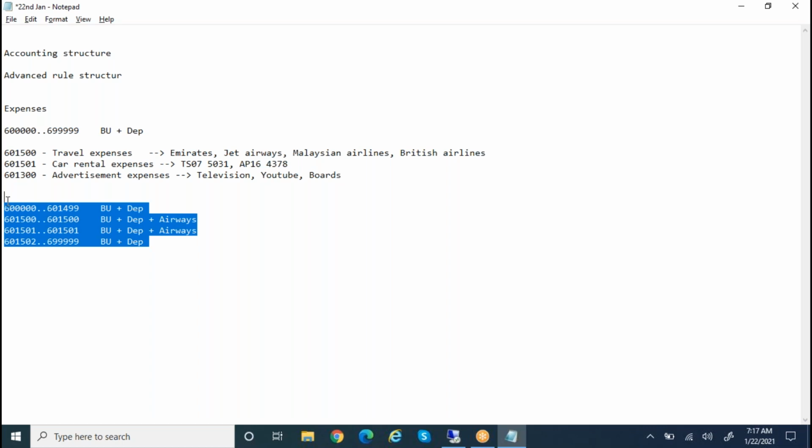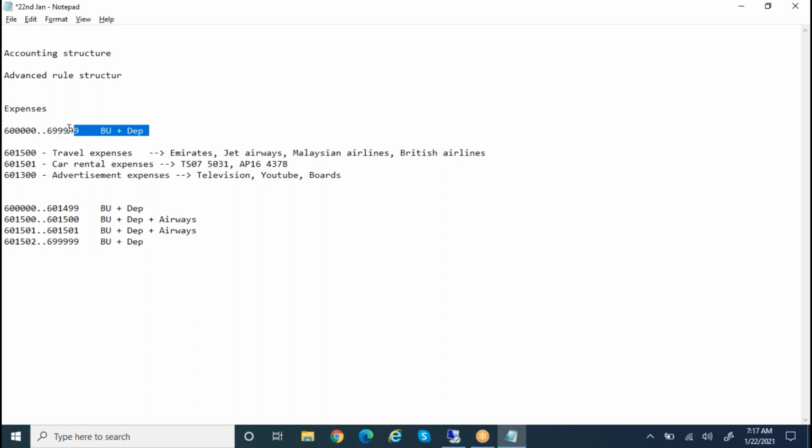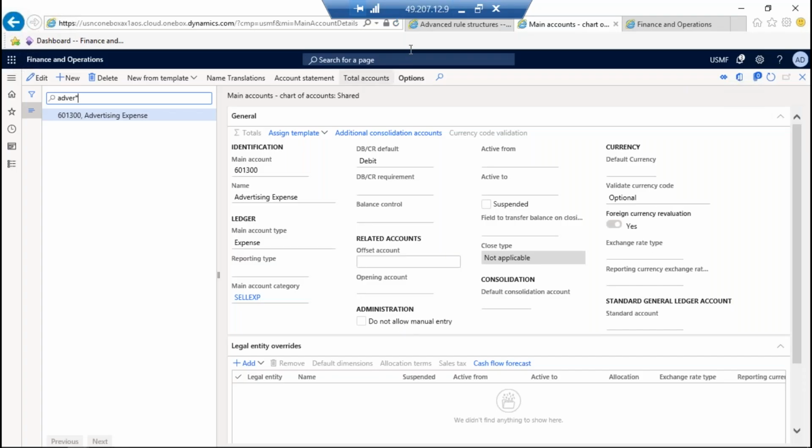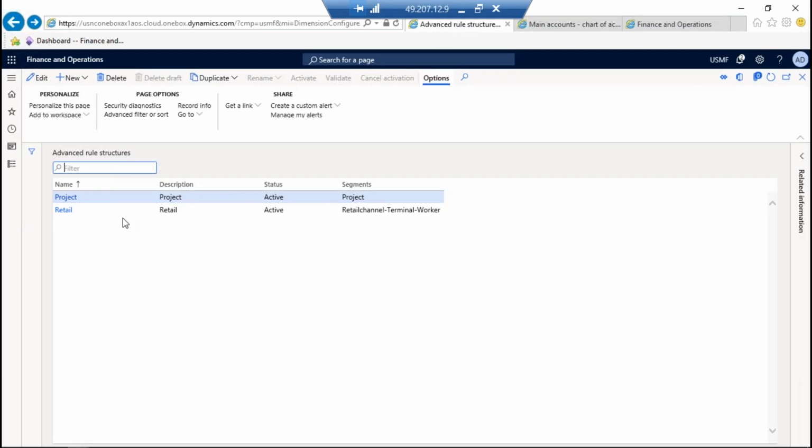Understood, everyone? Yes, sir. So to accommodate all these things, I will map only this one structure, and I will create an advanced rule structure for this one. So look at this one. We have created, let me show you, an advanced rule structure. It was mapped for retail and project, and these things we can map in the accounting structure.